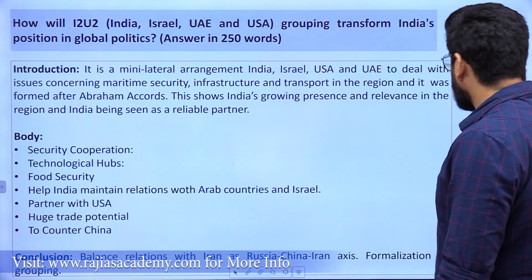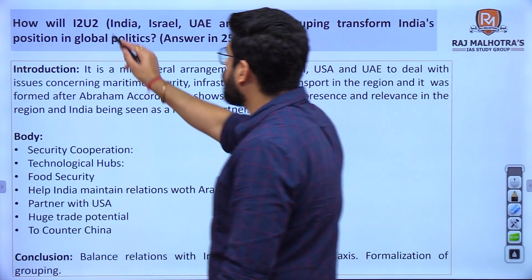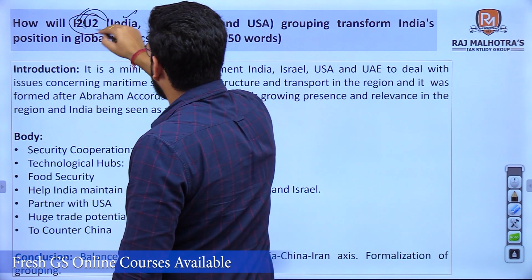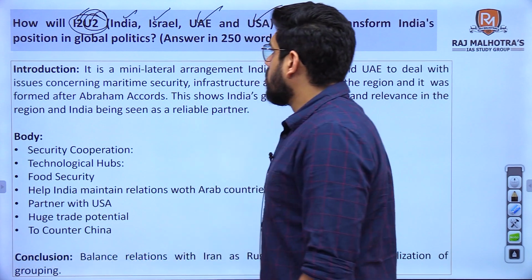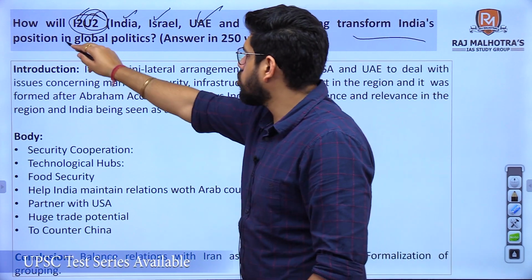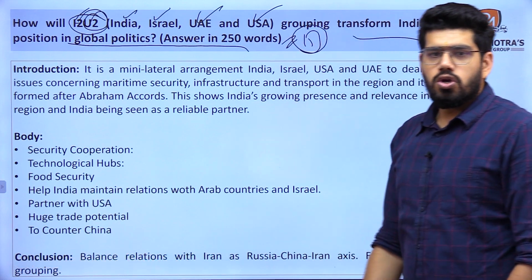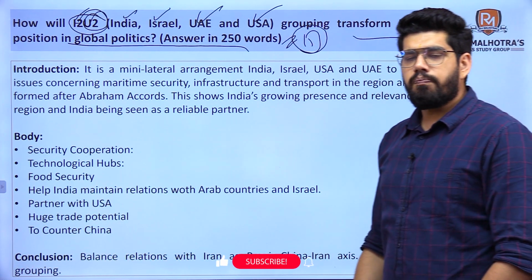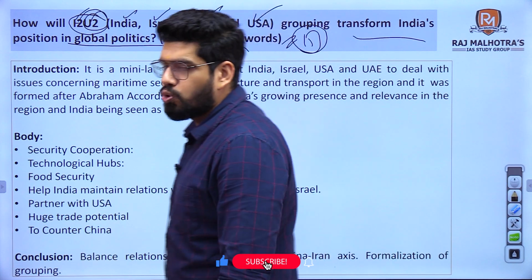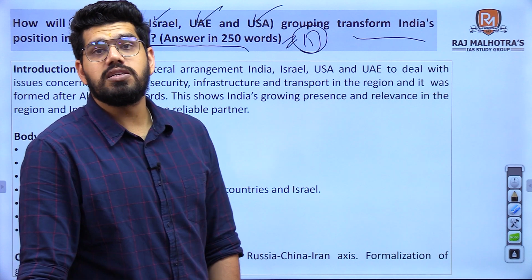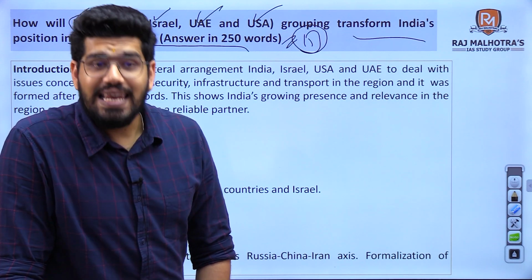Now the third question was, how will I2U2? Now you know I2U2 means India, Israel, U2 means UAE and USA. Grouping transform India's position in global politics. This was a 15 marker, you have to answer in 250 words. तो इसमें आपने क्या लिखना था, इसमें सिंपल सा पूछ रखा है कि किस तरह जो I2U2 है, this will transform India's position in the global world. How it will be advantageous for India in the global arena.